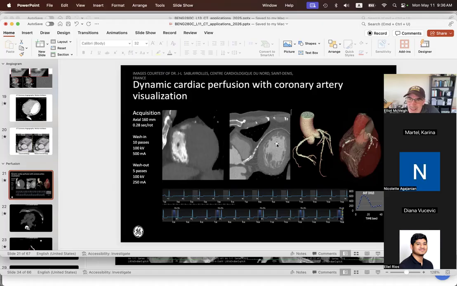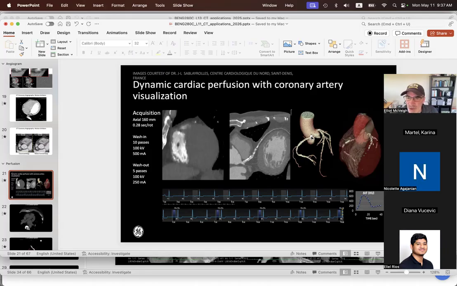And inside the left ventricle, if we plotted the Hounsfield units, we would see something like this. It would start around 100. It would go up to anywhere around 600 to 800 as it gets bright, and then it washes out of the left ventricle. So this is our input function of the contrast agent.